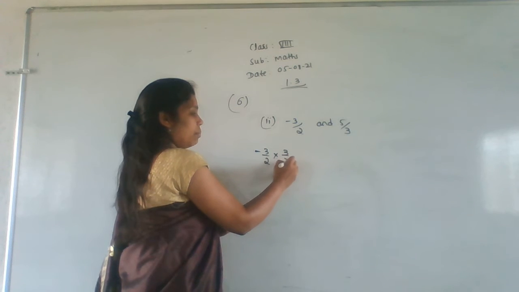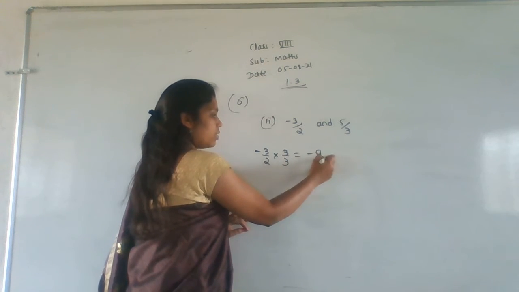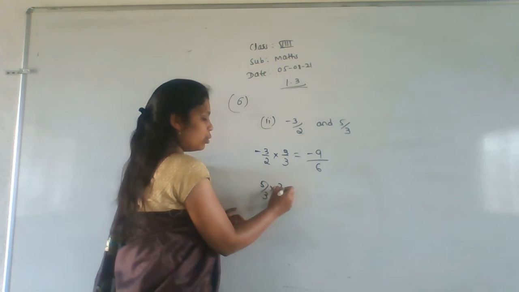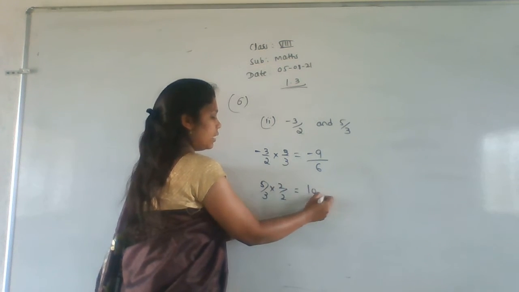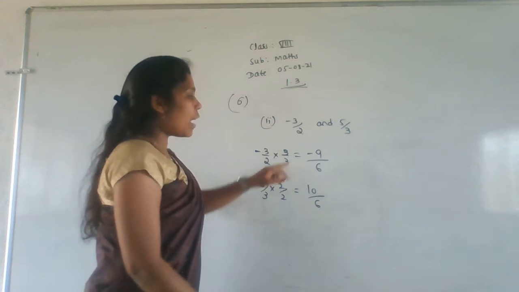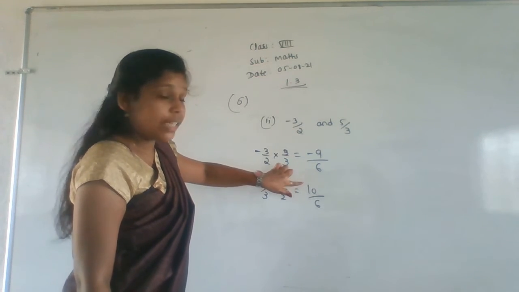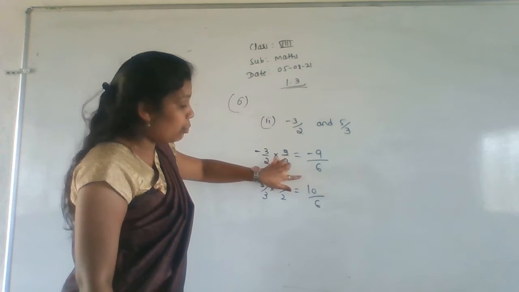First multiply with 3 by 3 only. That is minus 9 by 6 here. Here 5 by 3 into 2 by 2, that will be 10 by 6. Now compare the numerator values: minus 9 to 10.